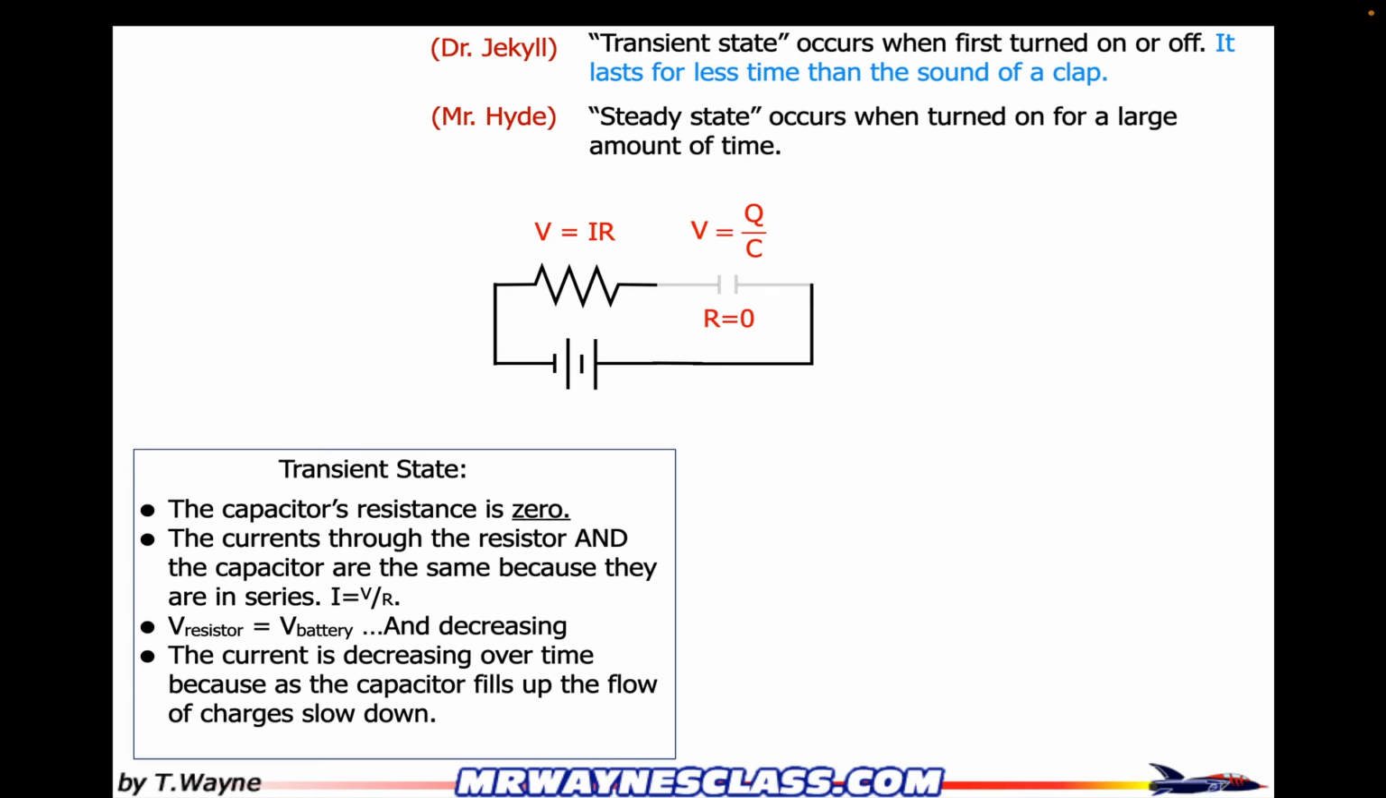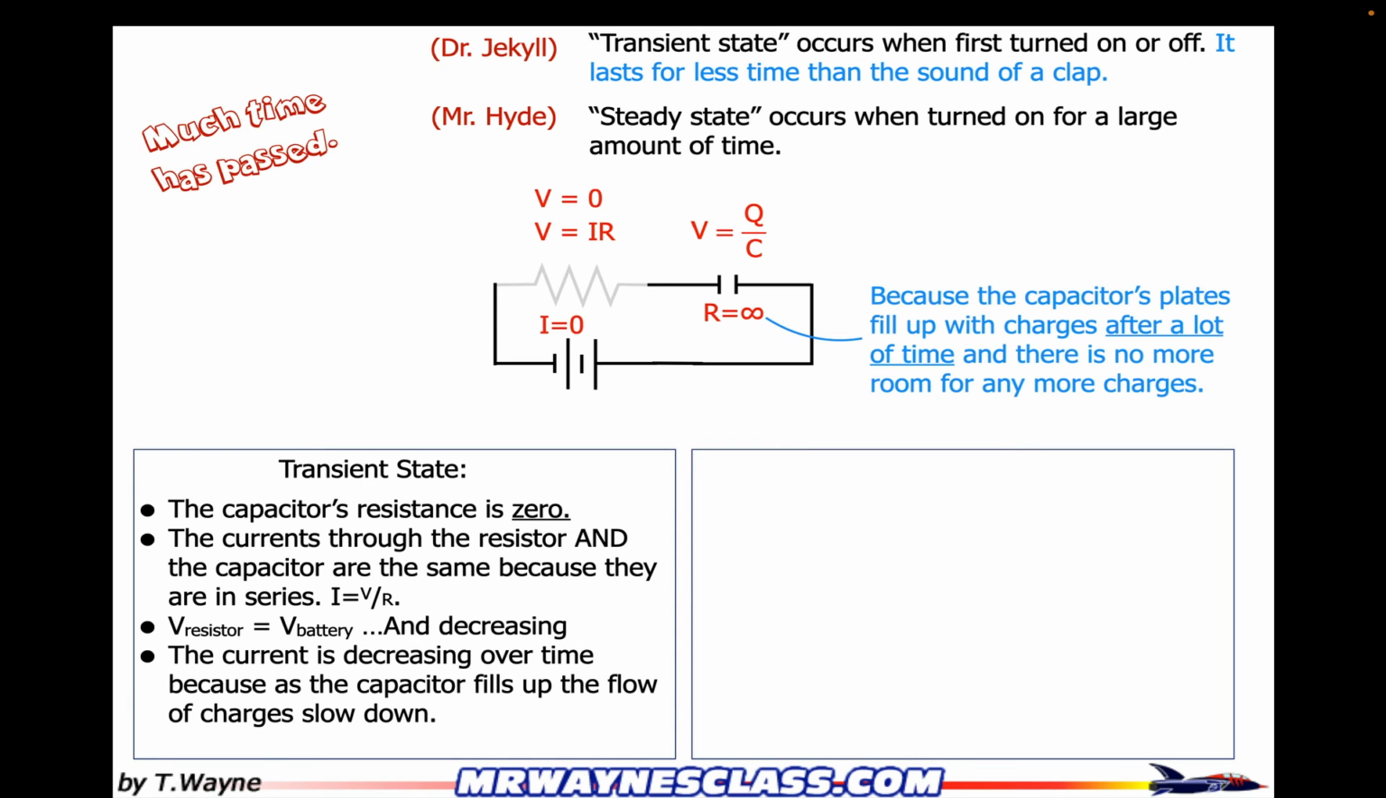So let's say the circuit's been connected for a long period of time. A lot of time has gone by. Now the capacitor is filled up with charges, and because it's filled up, it cannot accept any more charges from the battery. If it cannot accept any more charges, there's no more current coming through the circuit. If there's no more current, then because the potential difference across the resistor is equal to I times R, if I goes away across the resistor, which it does, then there's no more potential difference or voltage across that resistor either.